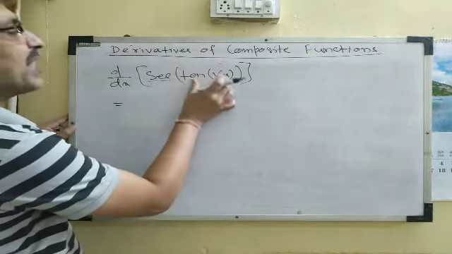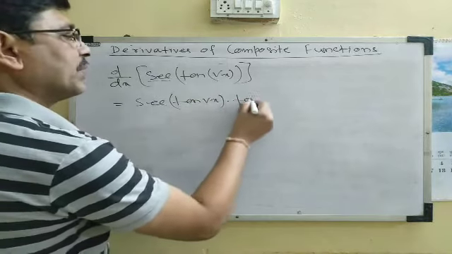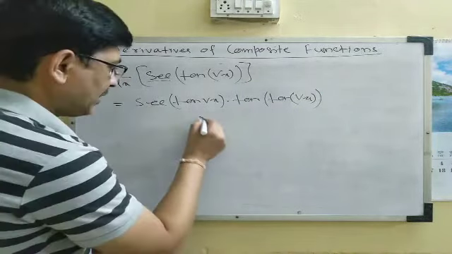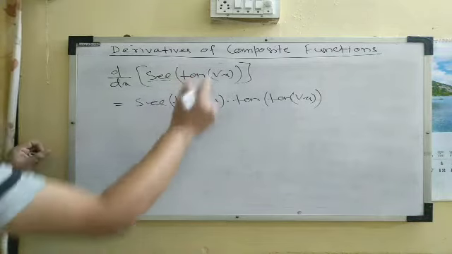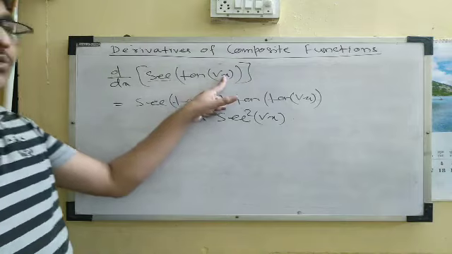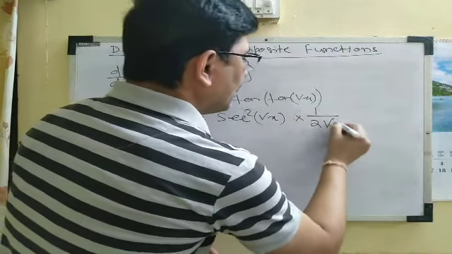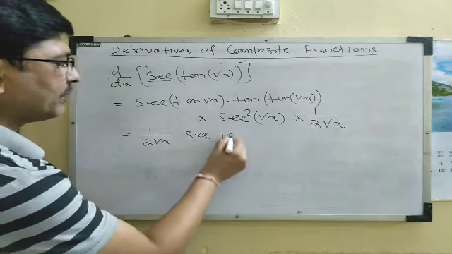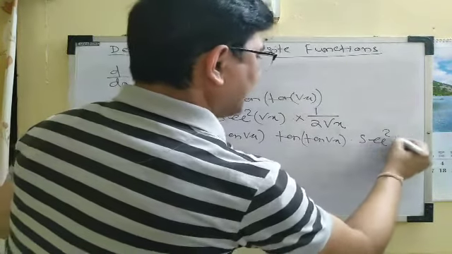So the derivative of sec of tan root x, we did the outermost function first: sec of tan root x into tan of tan root x, multiplied by the outer function. Now we come to tan. What is the derivative of tan x? sec square x. So the derivative of tan root x will be sec square root x, into, now one more function is left, root x. We differentiate root x with respect to x, and the derivative of root x with respect to x is 1 by 2 root x. So 1 by 2 root x. Now simplify it: it can be simplified as 1 by 2 root x into sec of tan root x into tan of tan root x multiplied by sec square root x.